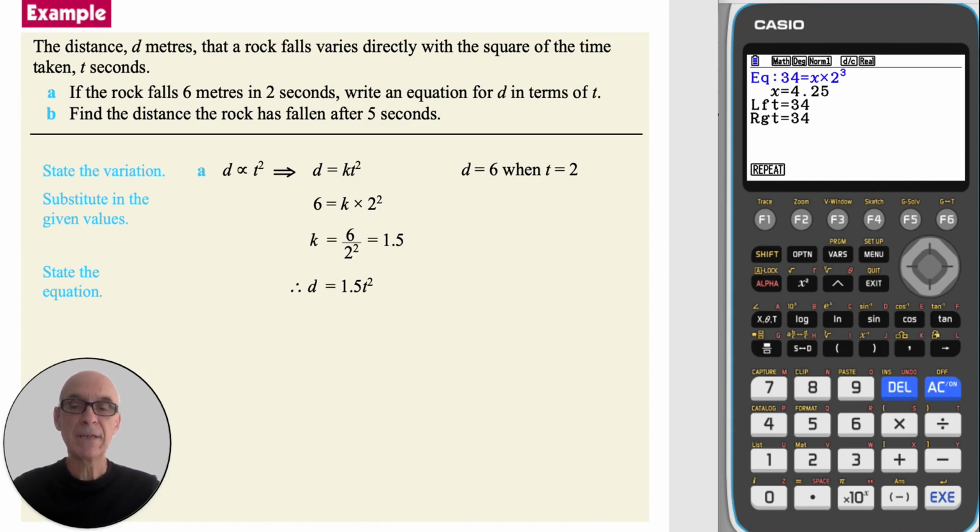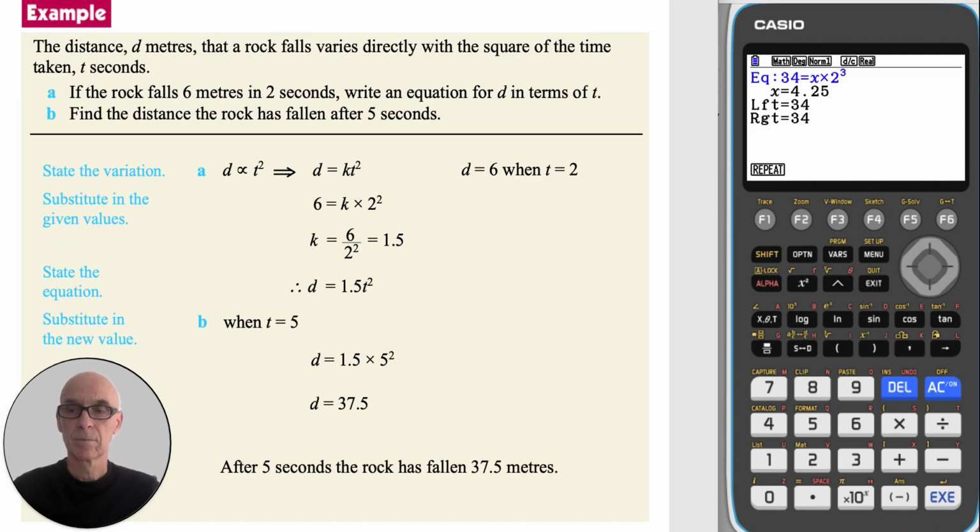In part B, to find the distance the rock has fallen after 5 seconds, substitute in the new value, which is t equals 5. Simplify the expression to give the value shown. So after 5 seconds, the rock has fallen 37.5 meters.